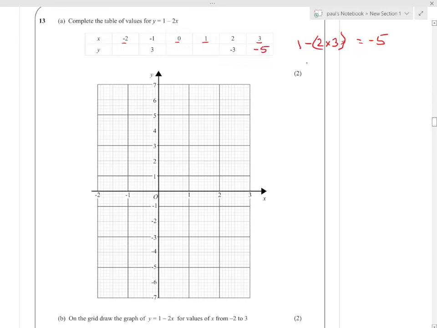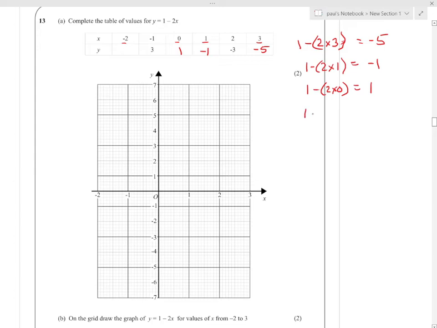This one, 1 minus 2 times 1. 2 times 1 is 2. 1 minus 2 is minus 1. And 0 is 1 minus 2 times 0. 2 times 0 is nothing. 1 minus nothing is 1. So 1 goes in there. And the minus 2 is probably going to come out as 5, but we'll see, because there's a pattern: 5, 3, 1, minus 1, minus 3, probably minus 5.